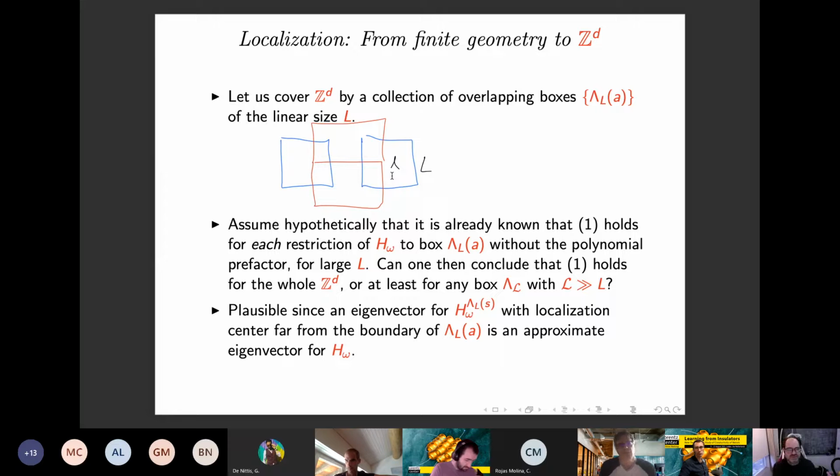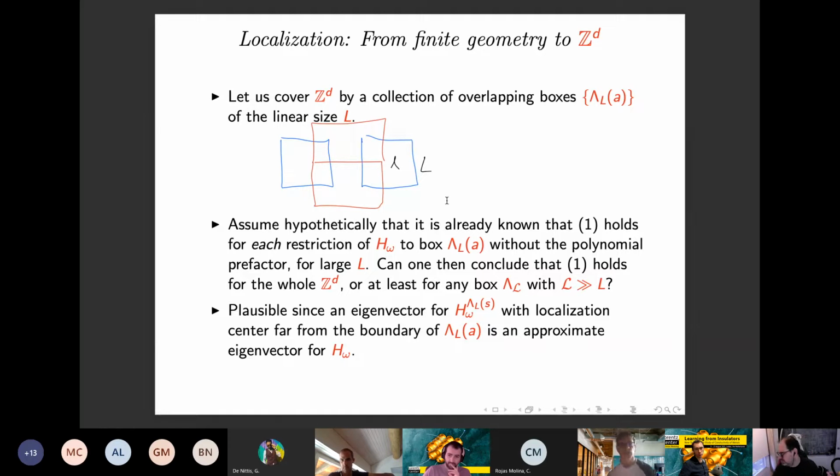At the beginning, maybe it looks a little bit crazy, but if you think a little bit about this problem, then you realize that it's not so crazy. Because if you take an eigenfunction for one of the small boxes, with some localization center deep inside the box, the corresponding eigenfunction looks like this bump that I depicted here. And it's not difficult to argue that because it is exponentially small at the boundary of this box, it's going to be an approximate eigenvector for the operator on the whole Z^d. Again, it's not an eigenvector, but it's an approximate eigenvector.